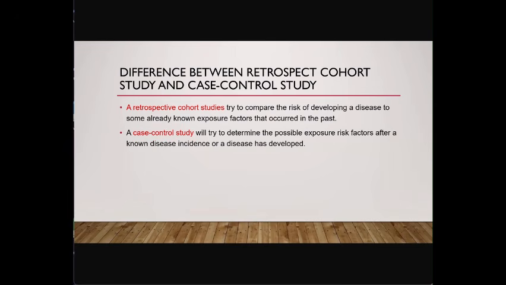All right. Okay, here I also made it a bit clear. A retrospective cohort study tries to compare the risk of developing a disease to some already known exposure factor that occurred in the past. A case control will try to determine the possible exposure risk factor after a known disease incident or a disease has developed.